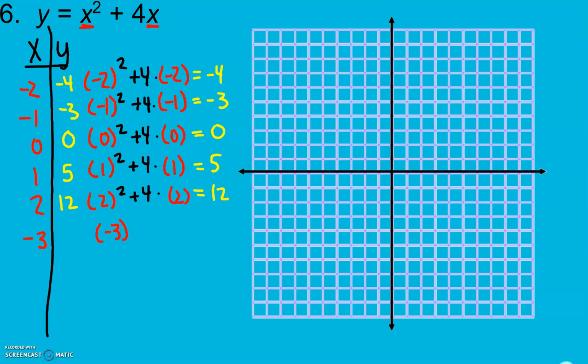So I'm going to plug in -3 squared plus 4 times -3. And that's going to give me -3. So I'm going to plot my points right now just so we can see, since it's not in order, kind of where we're at. So at -2, -4, -1, -3, 0, 0, 1, 5, 2, 12 is all the way up here, and at -3, I'm at -3. So we can see it's starting to come back up in that way.